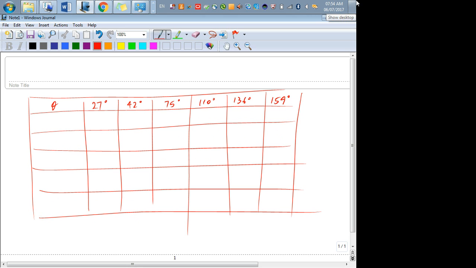Okay, on page 37, we have class activity 1, and there is a table. You don't have to copy it. I just need you to fill in the blanks with me. But before we do that, let's try to understand what this table is about.